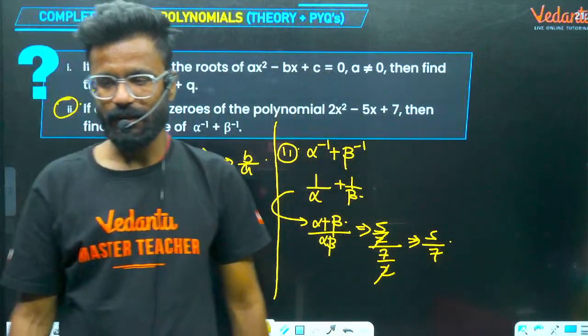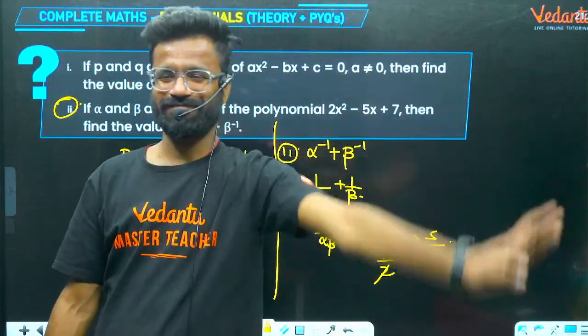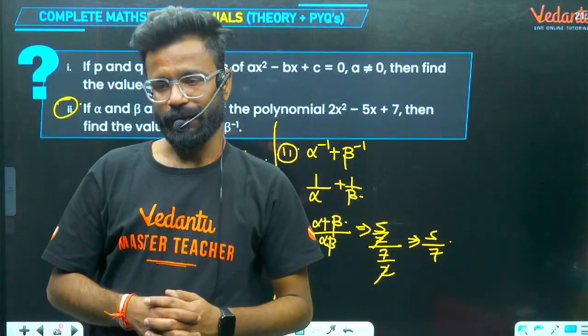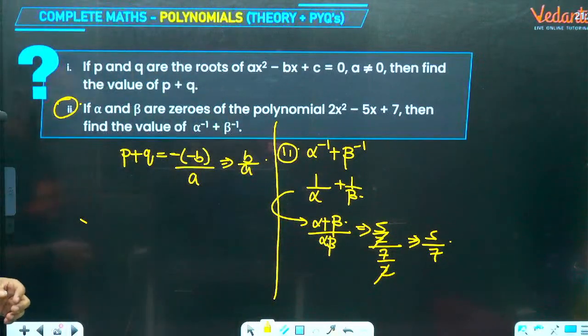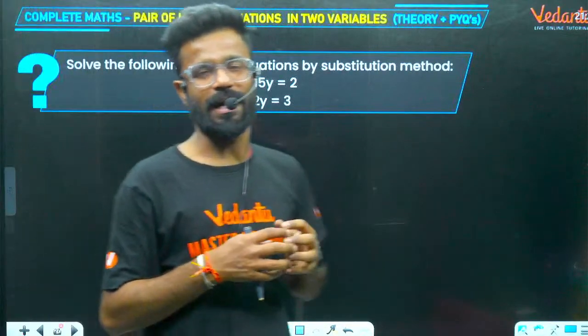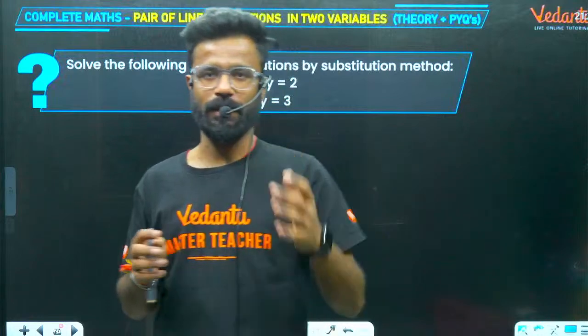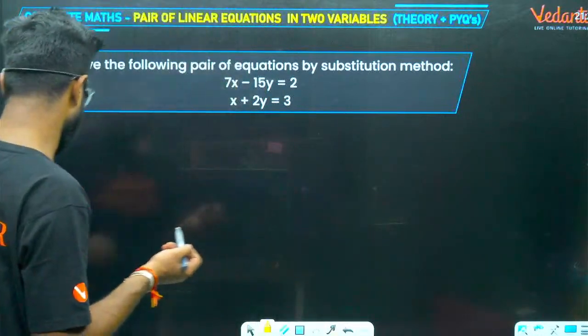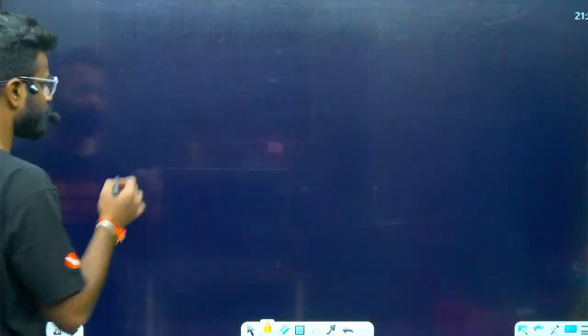Simple. Okay. Easy chapter. Very nice. Let's move to the next chapter, that is pair of linear equations in two variables. We know what pair of linear equations in two variables are.